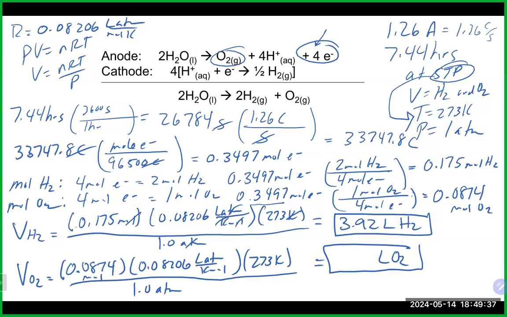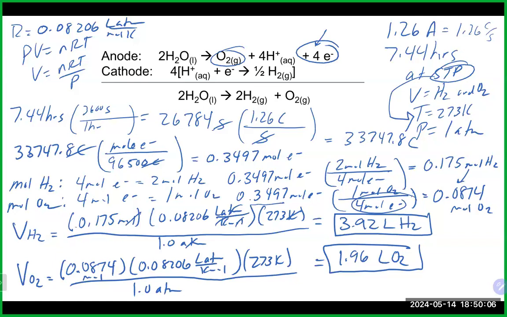All right, 0.08206 and 273. That looks maybe a little better. There we go. 1.96 looks a lot better. Yes, here we do see the correct relationship. We have twice as much hydrogen as we do oxygen. Thank you, Justin. Yeah, I forgot to actually do it.